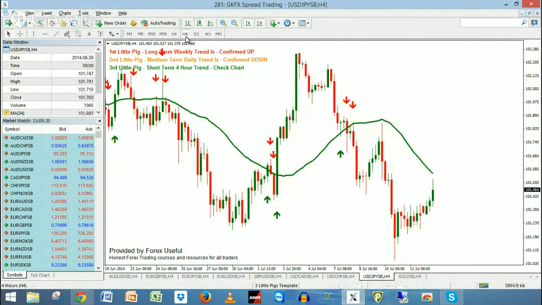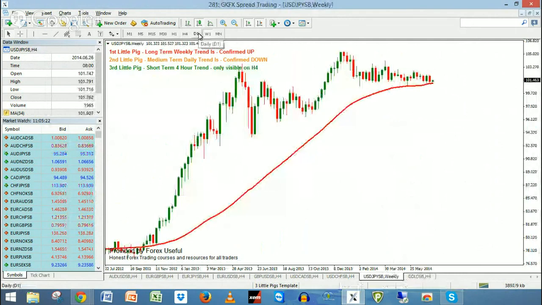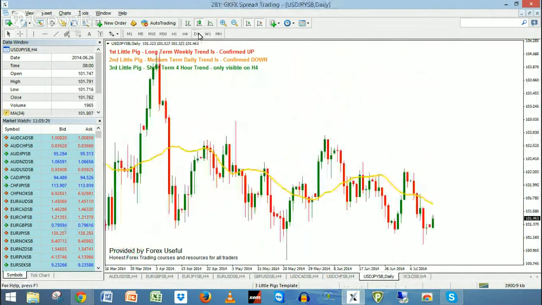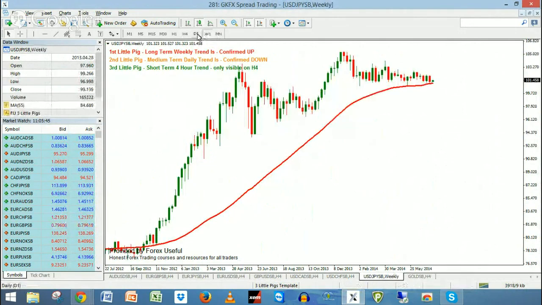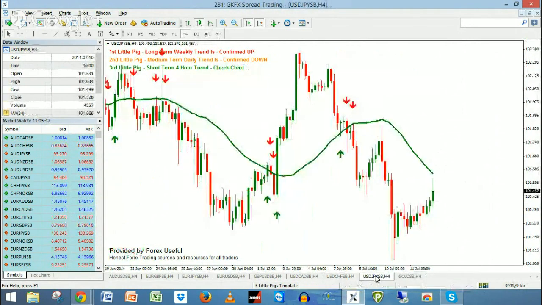USD JPY is very similar to Euro JPY. The weekly's been up for a couple of years, and the daily's just wondering what to do here. Again, we're waiting for the daily to move up, and we'll take the long trades. On the other hand, we can come down to the short side, get a touch, and then if the weekly rolls over, we can look for short trades for the first time.